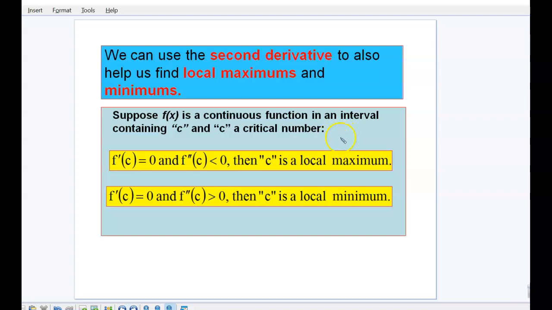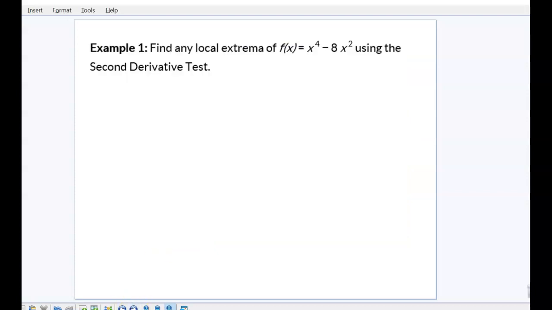And if the second derivative is negative, that means my graph is concave down. So the only possible critical point has to be up there, which is going to be a max. Similarly, if my second derivative is positive, my graph is concave up, which means that that point is going to be a local min. So we want to find local extrema using the second derivative.